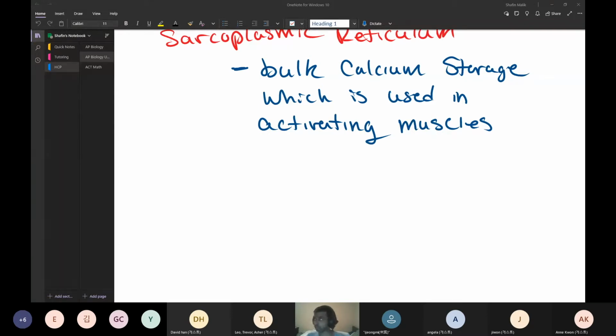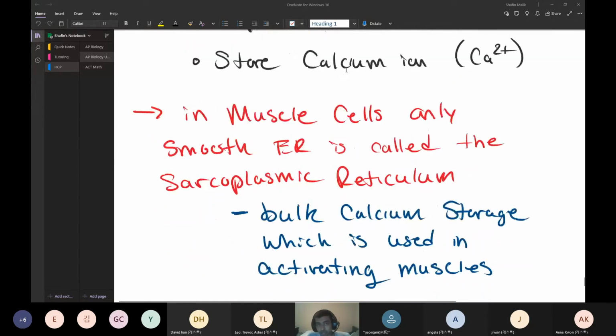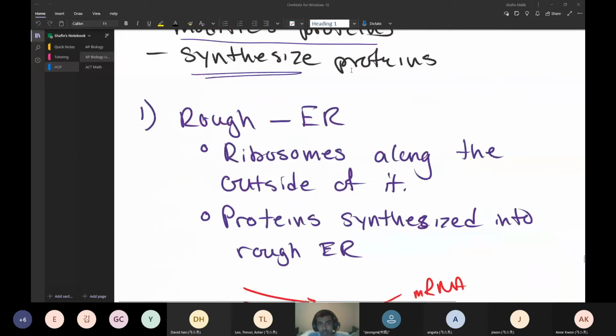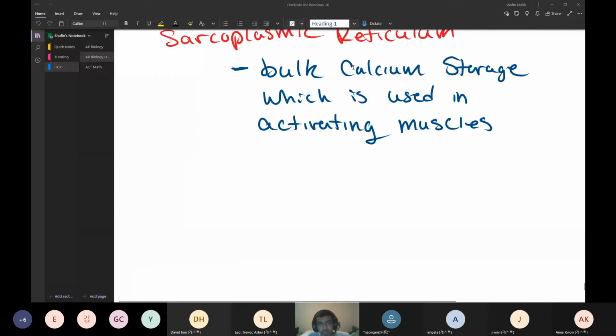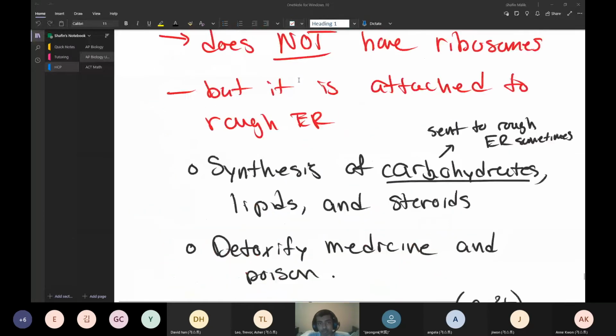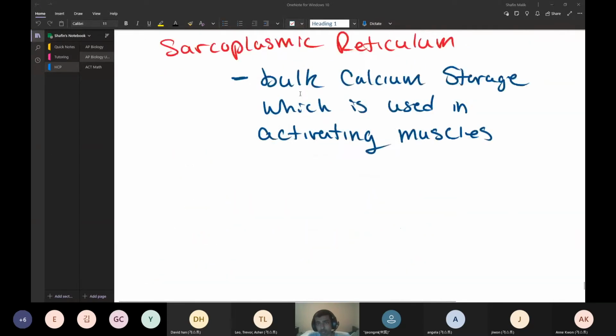In any case, let's get started. Last time we were talking about the endoplasmic reticulum. We talked about the smooth and the rough endoplasmic reticulum. Actually, since this is a lot of notes, I will send them to you a little bit earlier before the quiz then. I think that will be helpful since it's a lot of things to remember.